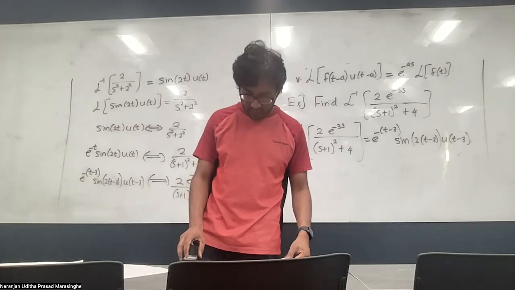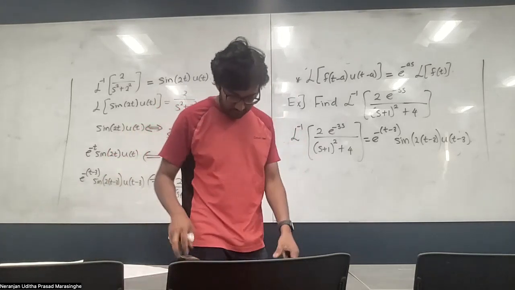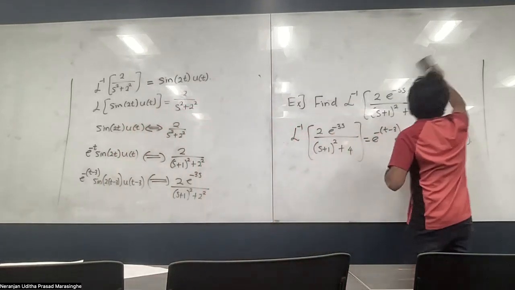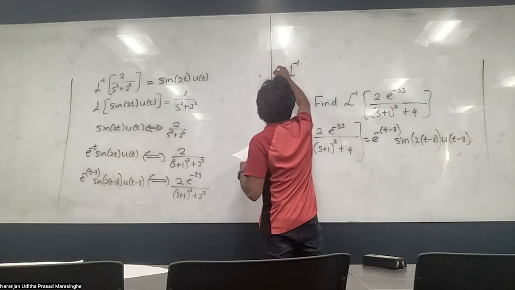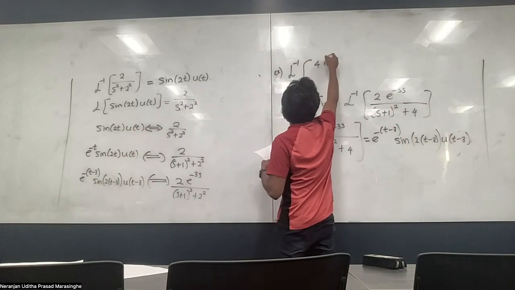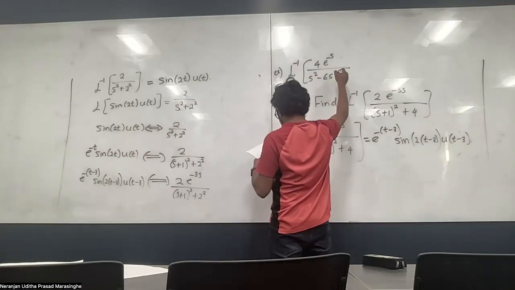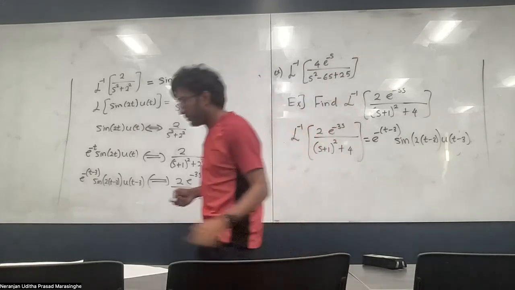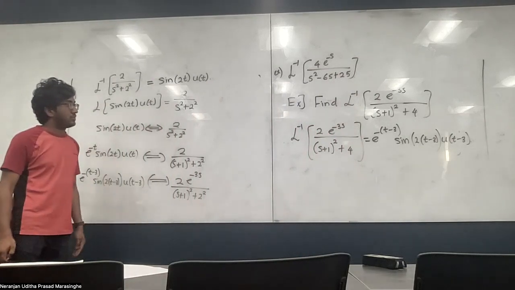So I'll do another example. That is the inverse Laplace of 4 times e to the minus 5s divided by s square minus 6s plus 25. Right? Can you try to find the inverse Laplace transform of this one?